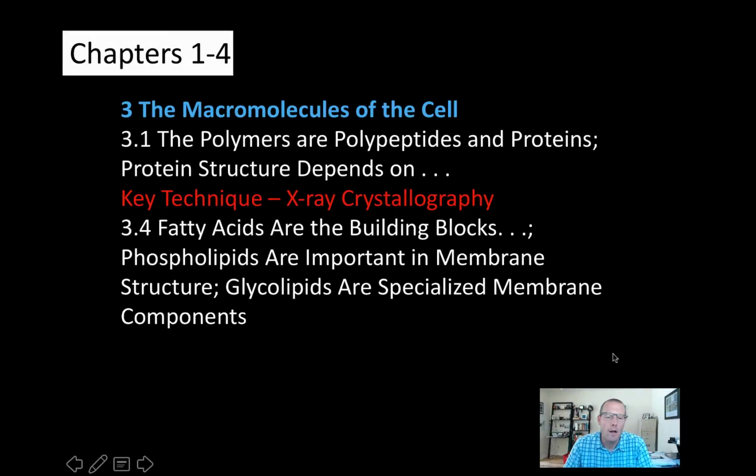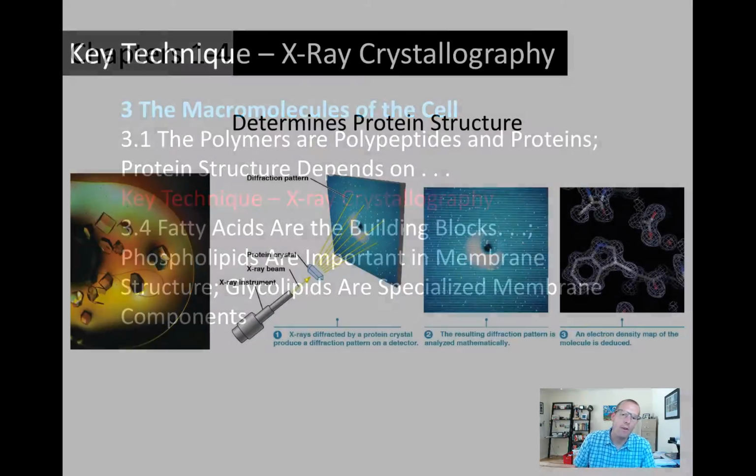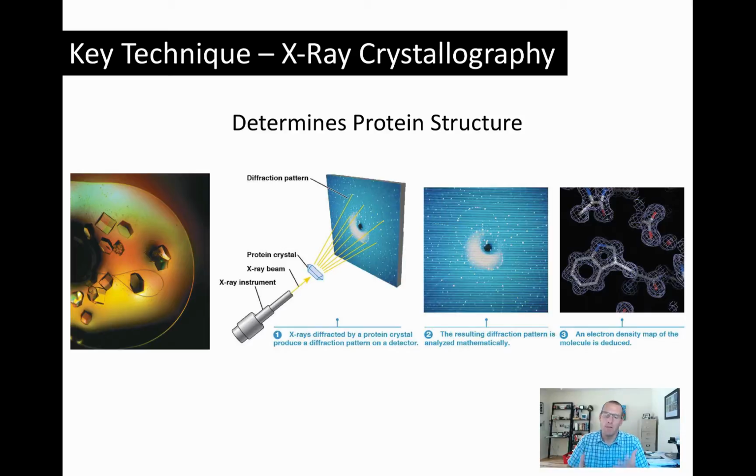Welcome back. In our next key technique, we're going to take a look at a method for determining a protein structure, and that's called X-ray crystallography. So here's the technique. Remember, the purpose of this is to determine protein structure, because you can't predict protein structure when proteins get bigger than 50 to 100 amino acids or so.